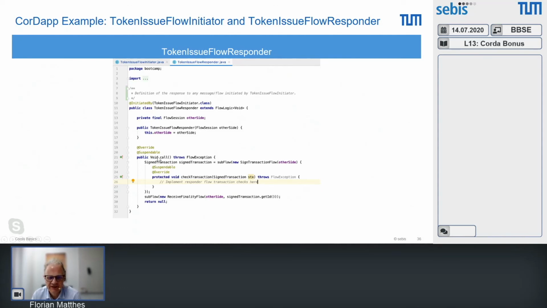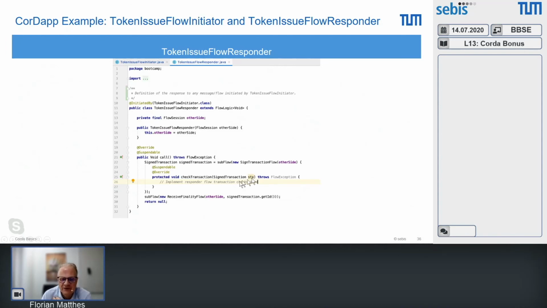So again, we would create a signed transaction, which now creates a new signed transaction flow of the other side, and then defines as an argument of this new signed transaction flow this check transaction, which gets again a signed transaction and could now check the transaction. In our case, the receiver is notified. He could now check maybe whether there was too much money, or the sender was somebody he didn't like, because he has full access to the signed transaction.